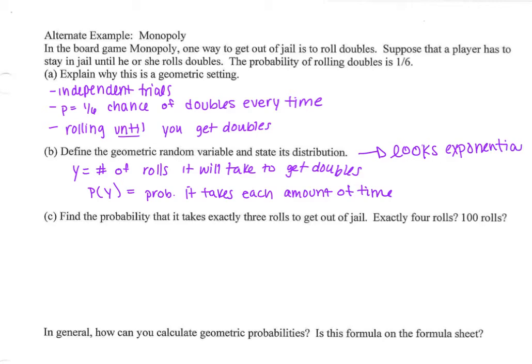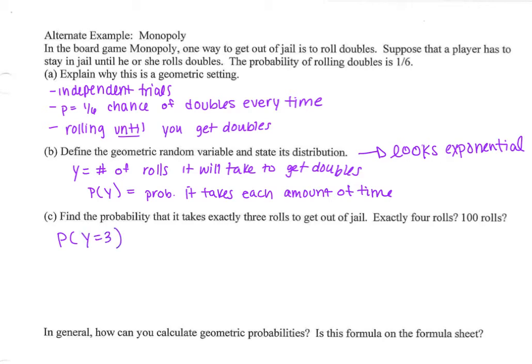So the distribution of a geometric variable looks exponential. You don't really need to know that, but that's just a fun piece of information there. So we're going to find the probability that it takes exactly 3 rolls to get out of jail.